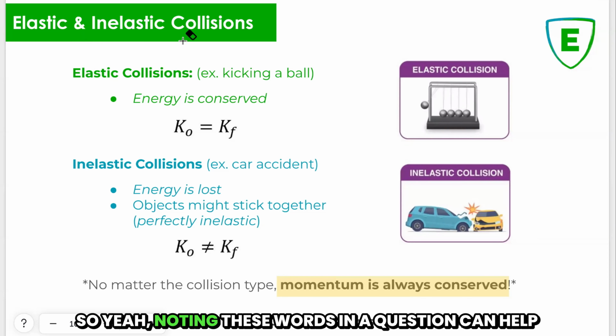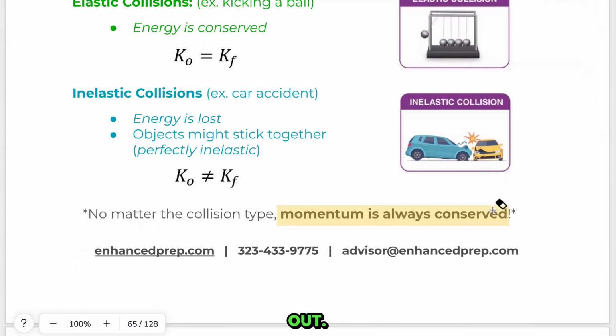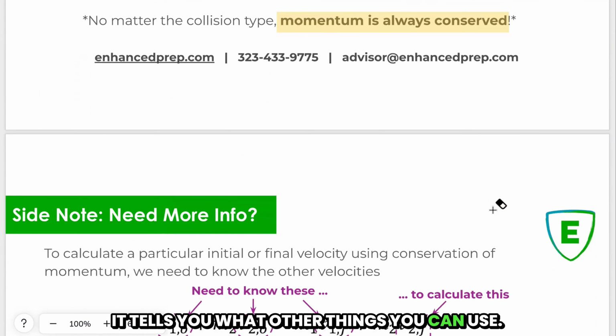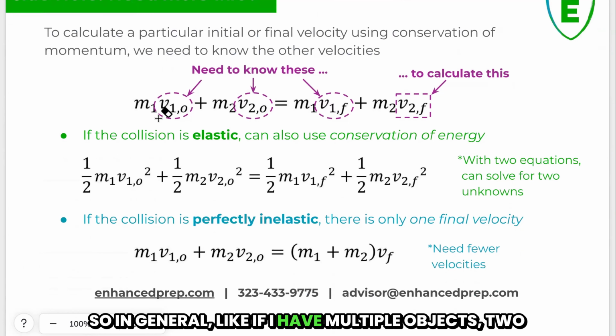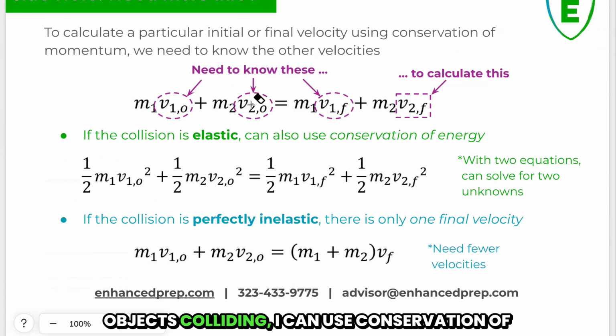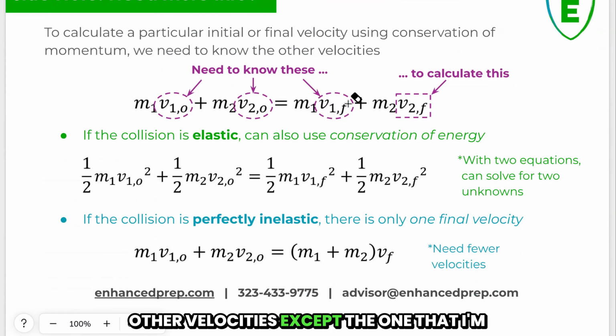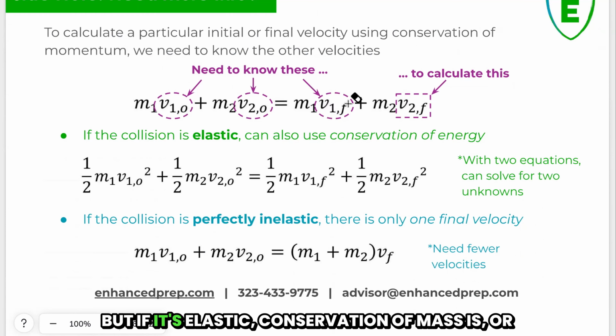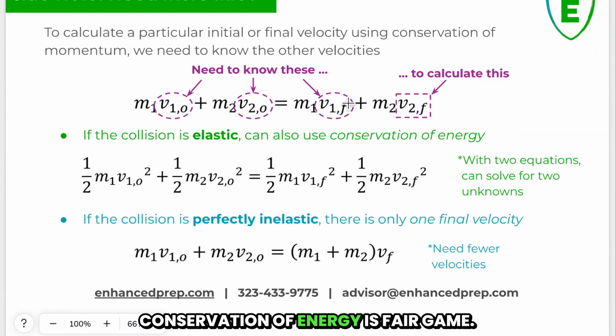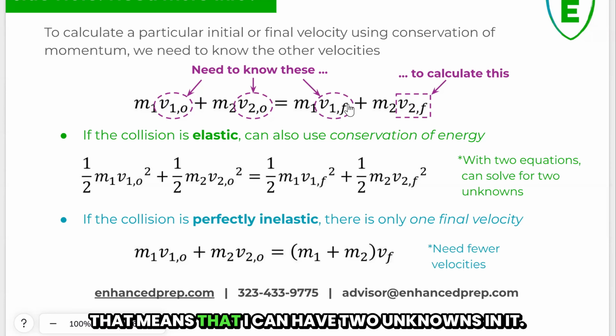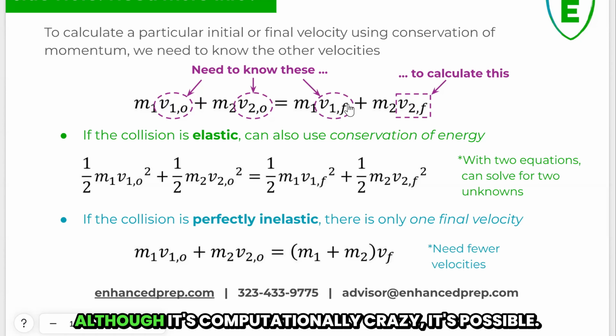So noting these words in a question can help out. It tells you what other things you can use. In general, if I have two objects colliding, I can use conservation of momentum, but I need to know pretty much all the other velocities except the one that I'm calculating. But if it's elastic, conservation of energy is fair game. I can now use two equations. That means that I can have two unknowns in it. Although it's computationally crazy, it's possible.